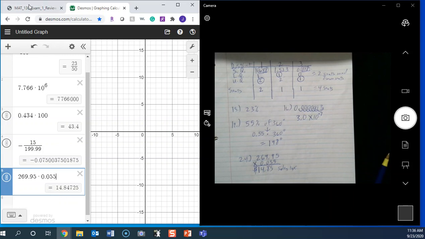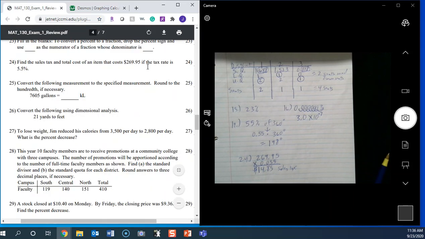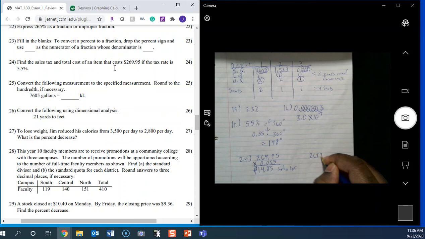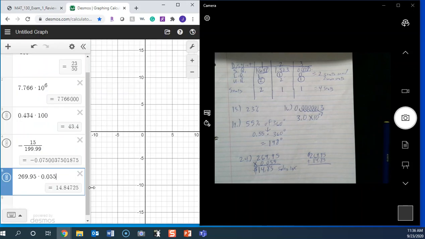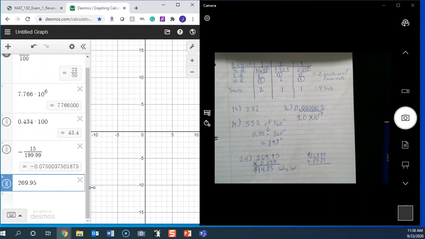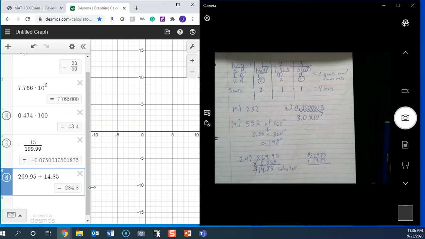Now, we want to find out the total cost as well. So to do the total cost, we'll take the original amount and add the sales tax to it. So we'll add the sales tax to it, which is $14.85. And the total cost would be $284.80. Because remember, our money goes to 2 decimal places. And that will be the total cost.